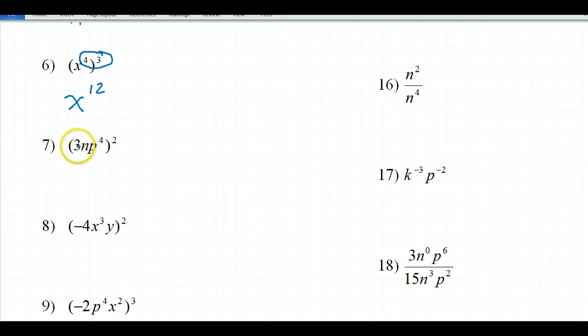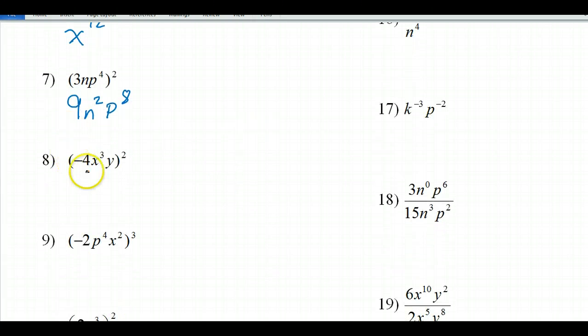When you do number 7, you have to actually do 3 squared. So this will be 9, not 6. But it'll be n squared p to the 8th power. Number 8, you should be squaring this. Notice this will be positive 16 because negative times a negative is a positive. But then I multiply, so it'll be x to the 6th power y squared.